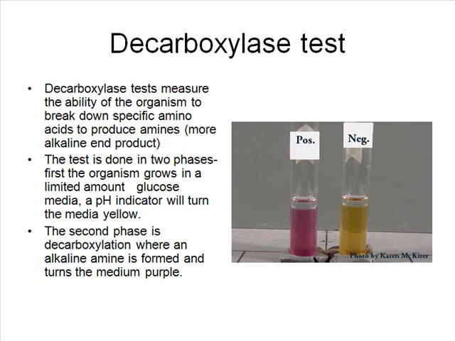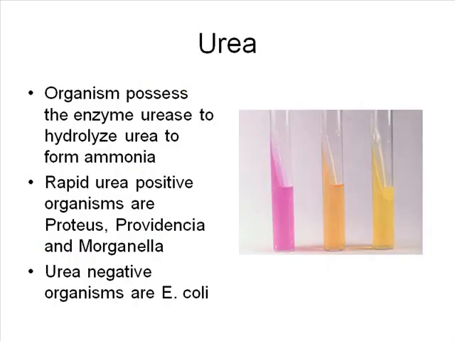Decarboxylase, some of you might remember this and some of you might not, so we're going to skip that slide. Urea. Urea can also be used in your flow chart, because remember, rapidly urea positive is your Proteus, Providencia, Morganella. Your urea positive in 24 hours are your Klebsiella, Enterobacter, Serratia, and urea negative then are your E. coli, Salmonella, Shigella, which on the far right of our flow chart.